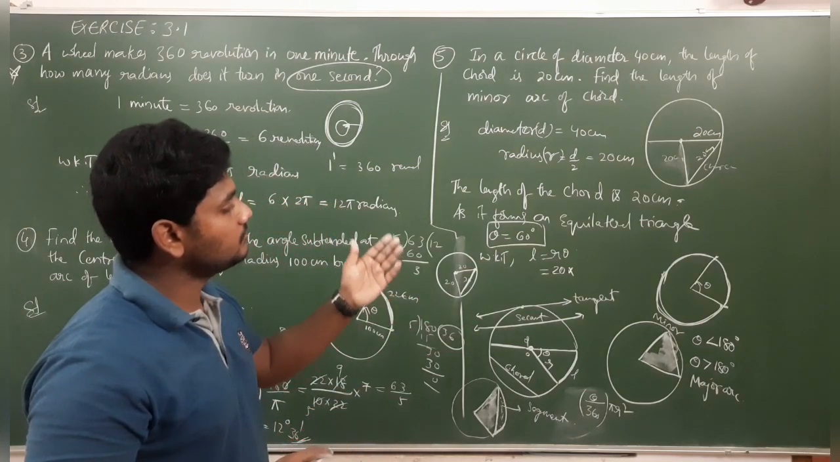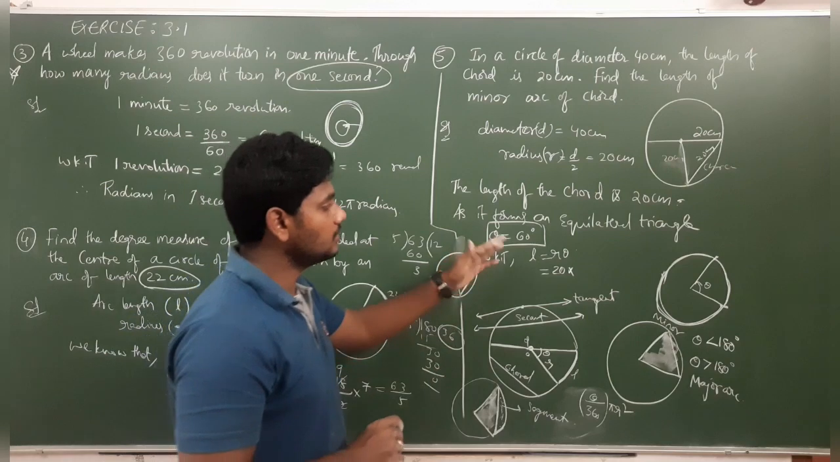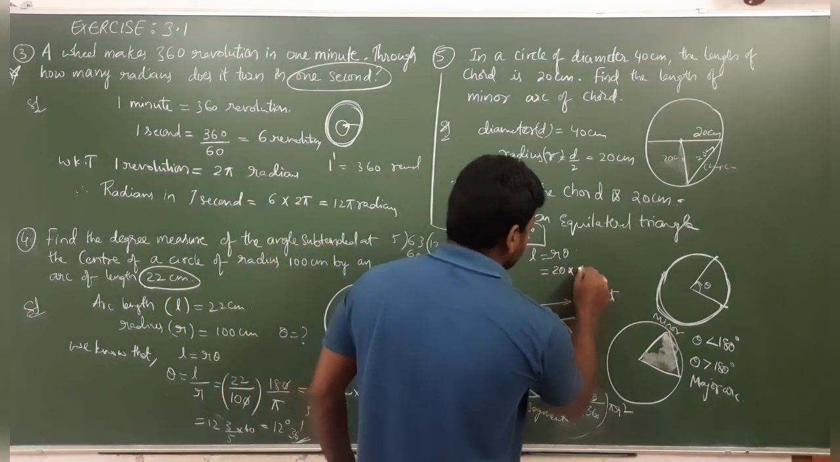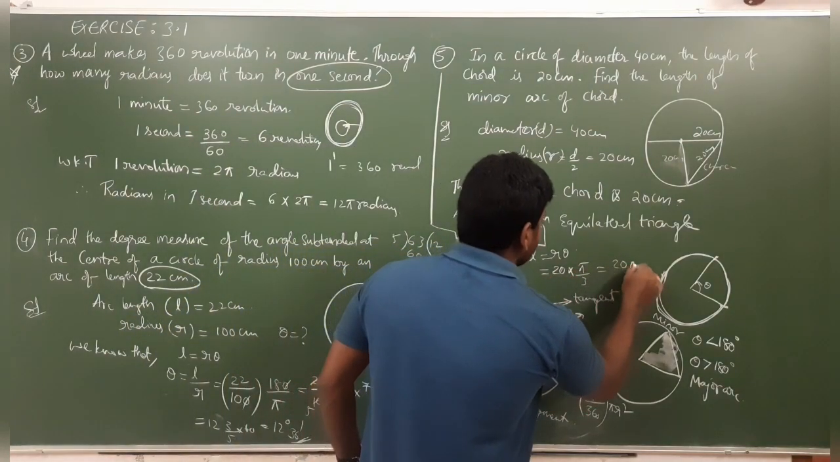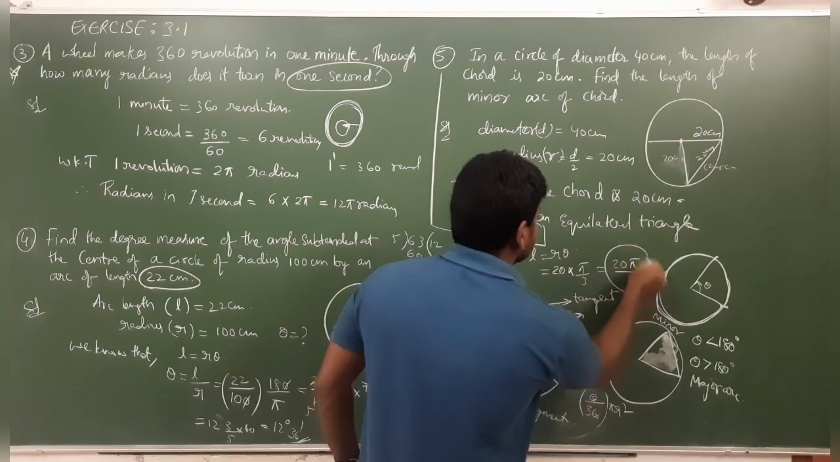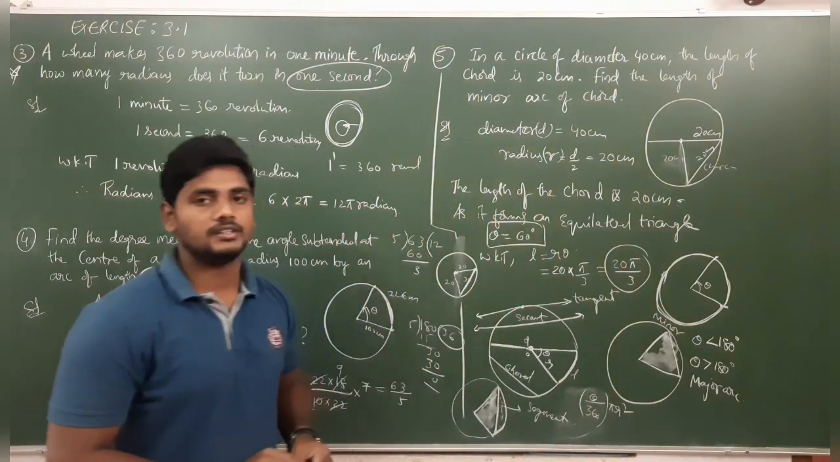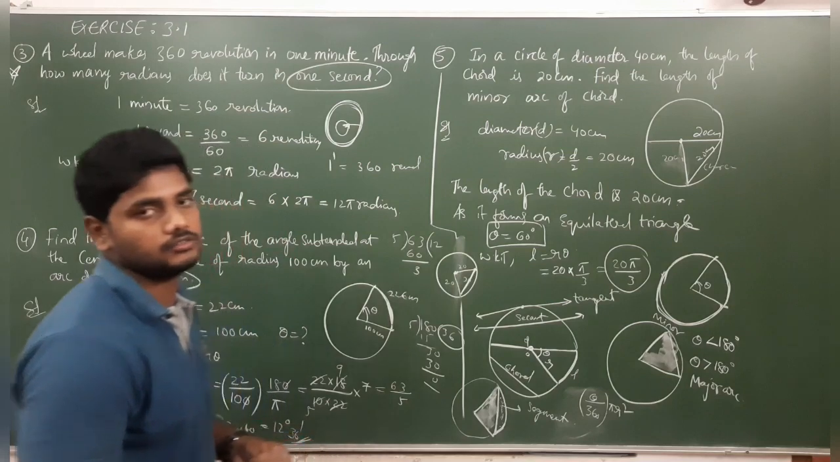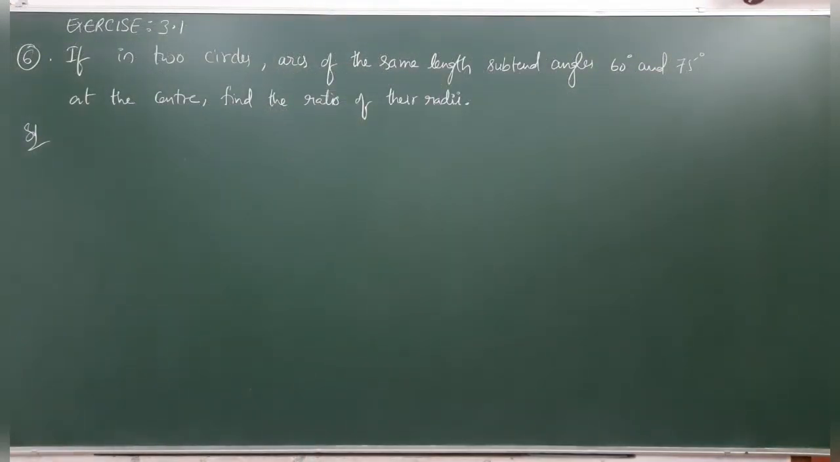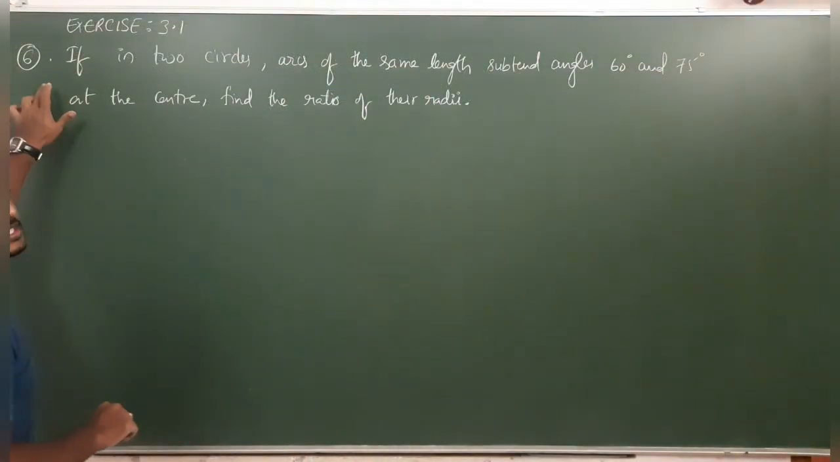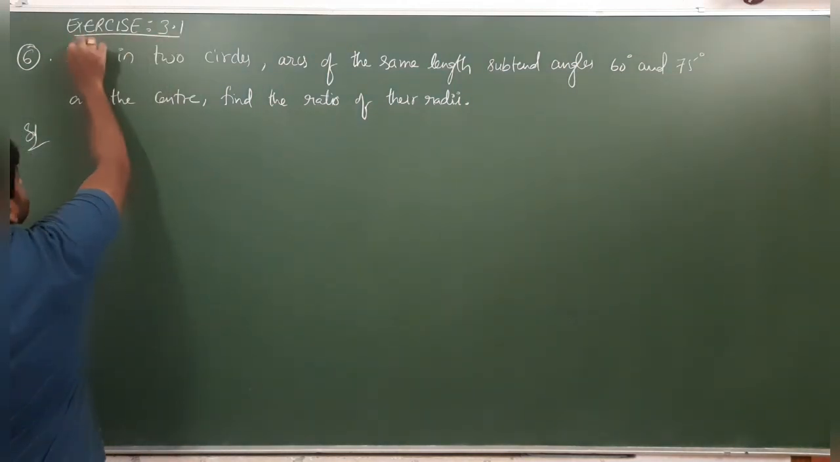But the 60 degrees, if we write in terms of radians, that 60 is equal to pi by 3, which is equal to 20 pi by 3. This is the minor arc length. So pause the video and note it down. Guys, this is the last question of this session, question number 6 from exercise 3.1.